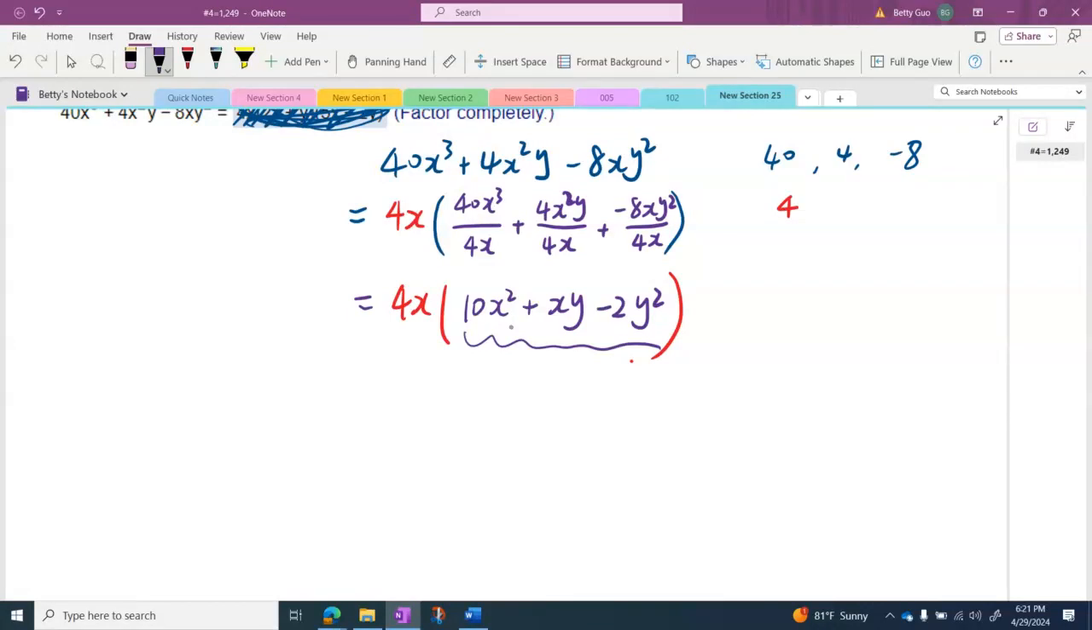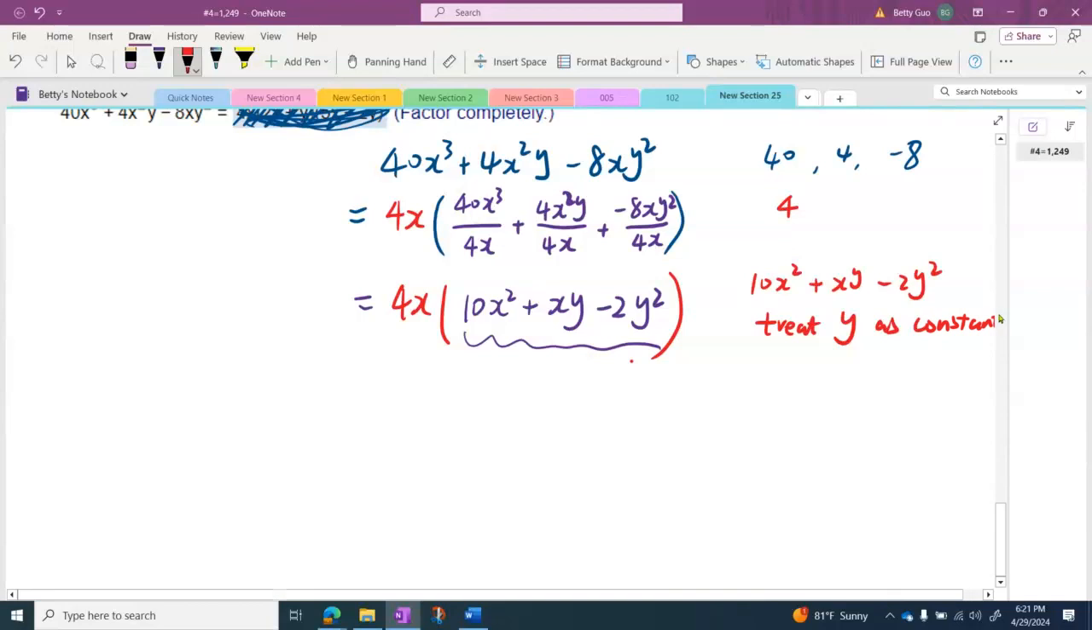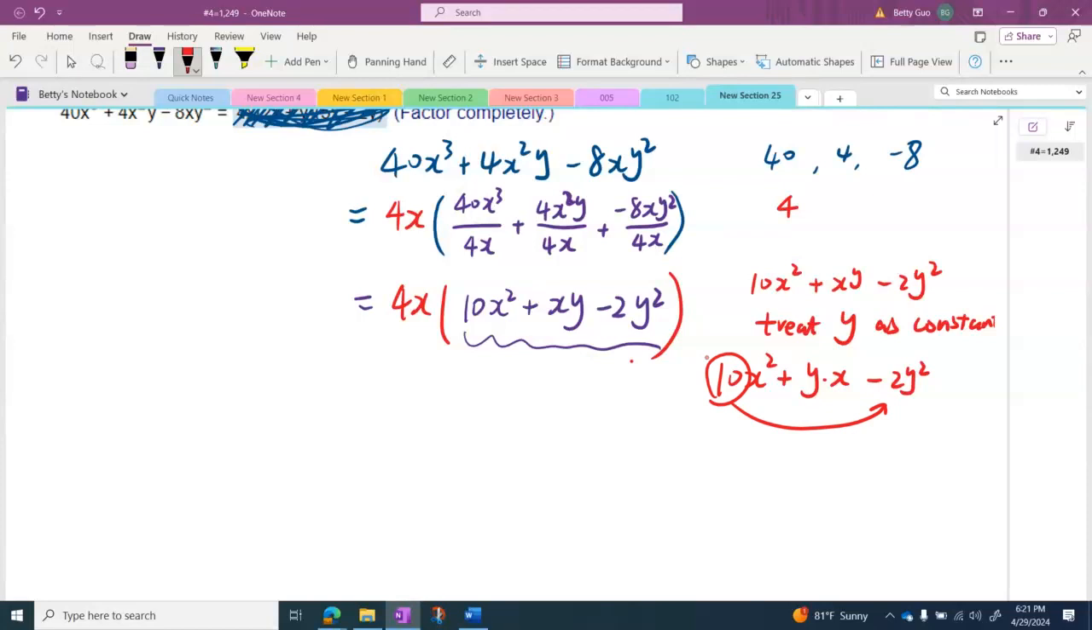We have to see if we can factor it. This is the challenging part. We have 10x squared plus xy minus 2y squared. We are going to treat y as a constant. So this trinomial can be written as 10x squared plus y times x, seeing y as a coefficient of x, and then minus 2y squared. And we are going to use the slide method. With the slide, we have x squared plus y times x, and then minus 20y squared.